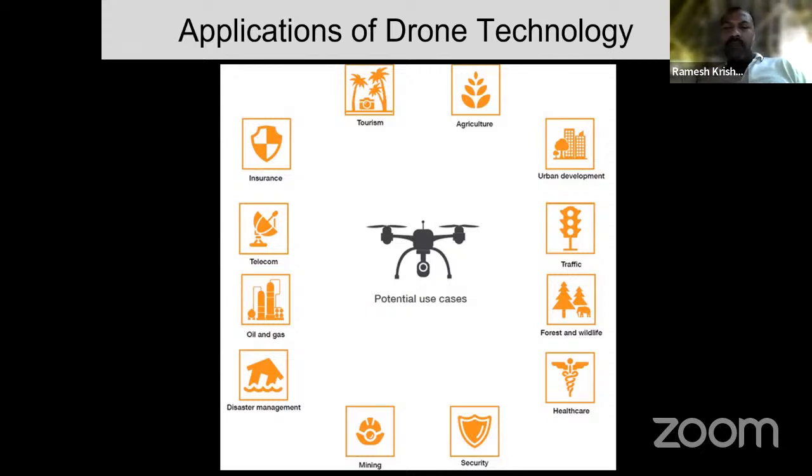2013 was probably the first time we had the formal launch of the drone, but within 7-8 years it has picked up. We can see drones being used in tourism, agriculture, urban development, traffic, forest and wildlife management, healthcare, security, mining, disaster management, oil and gas, telecom, insurance. You name it, it's there. We started looking at wildlife also very recently, but agriculture has picked up more now.